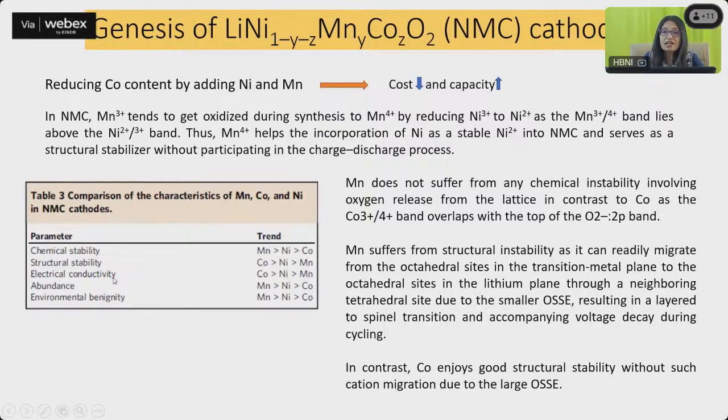Then of course, electrical conductivity, as you can see, is highest for cobalt. Abundance, manganese is the most abundant one. Environmental benignity, again, manganese is the most environmentally benign material.